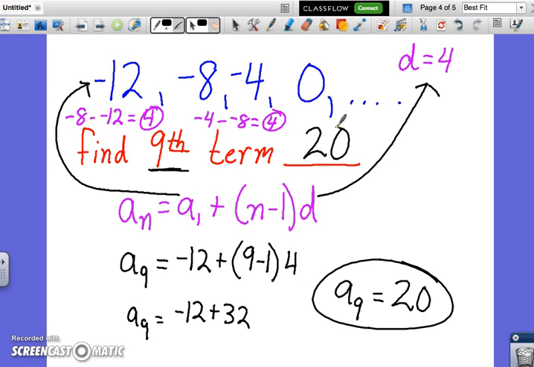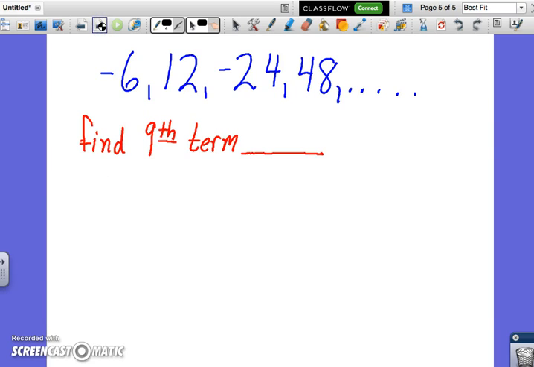Okay? Some of you are going, well, yeah, but I could just keep adding 4 and get to the ninth. Well, that's fine as long as it's the ninth. But what if it was the 90th term? So this would definitely save you some time, and it's a whole lot easier to use that. So let's look at our next one.